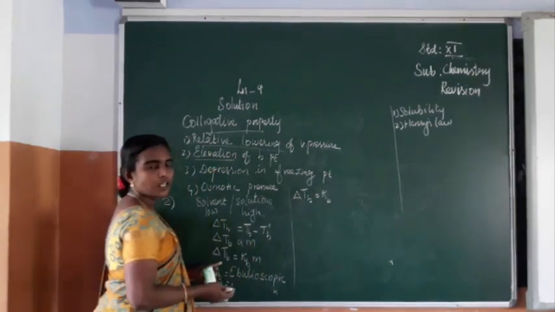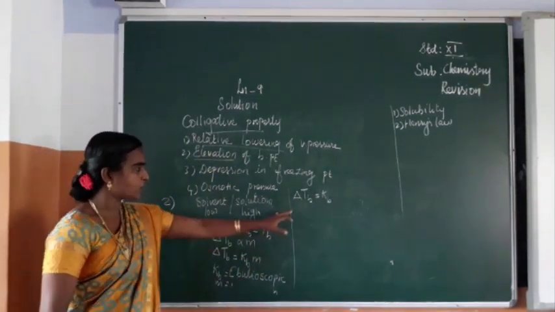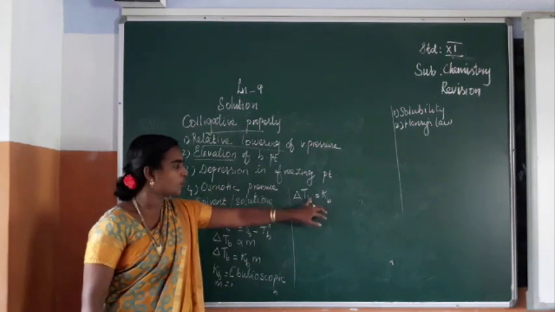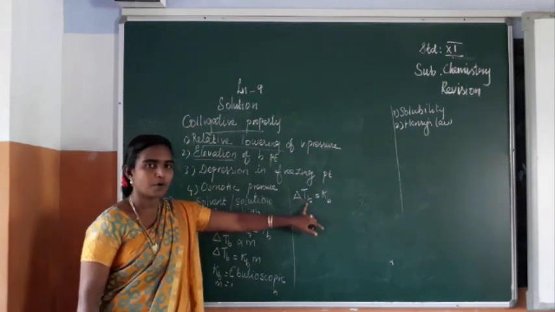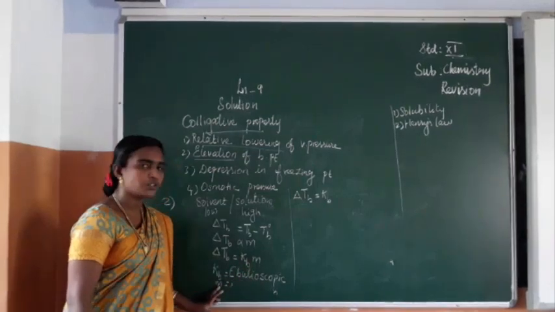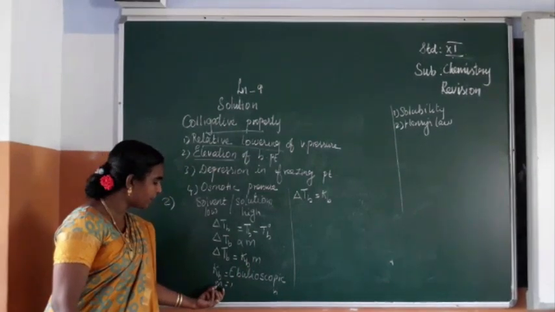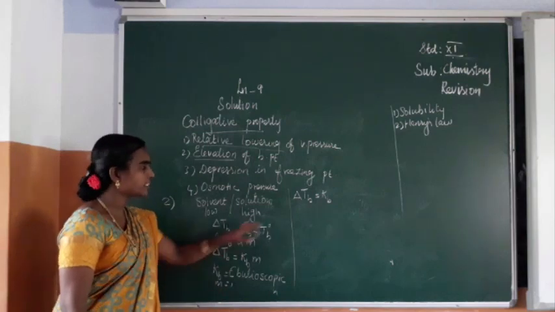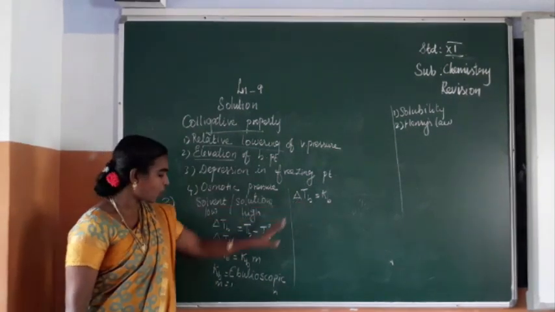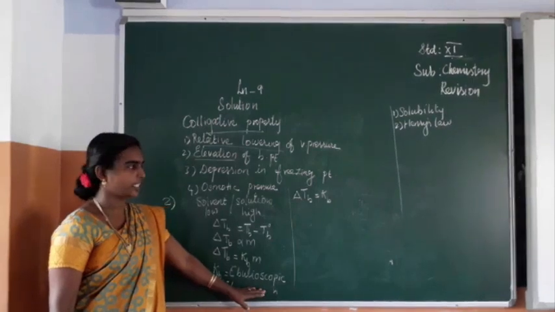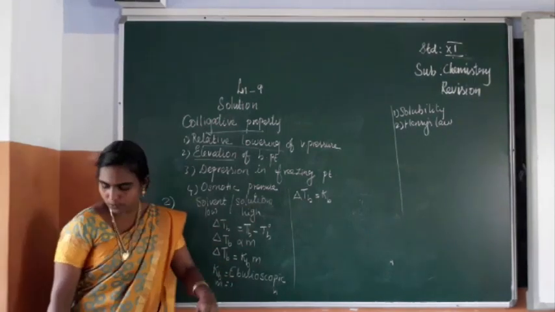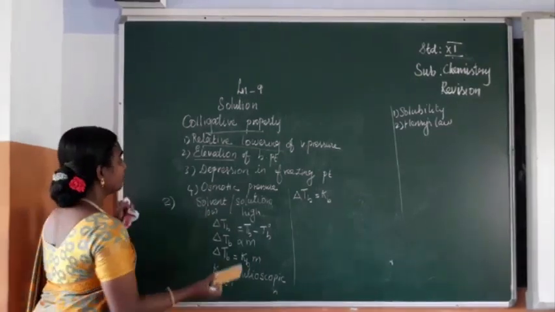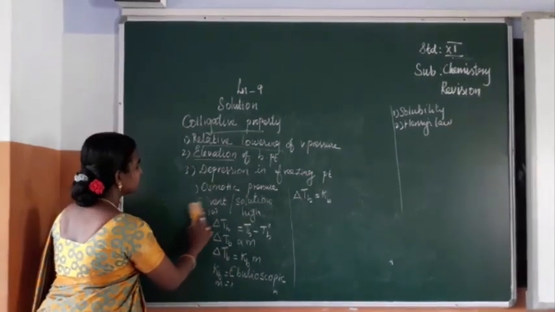Isn't it? So now how can we define the ebullioscopic constant? The ebullioscopic constant is equal to the elevation in boiling point of a 1 molal solution. We have taken m is equal to 1. So for a 1 molal solution, the elevation in boiling point is called the ebullioscopic constant. Is it clear, students? So next we can see depression in freezing point.